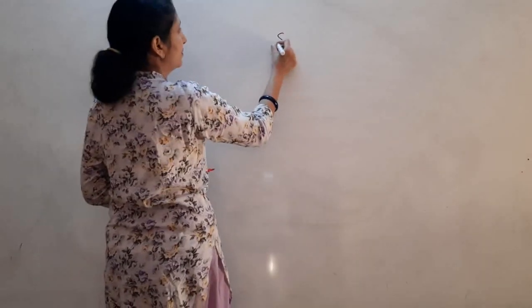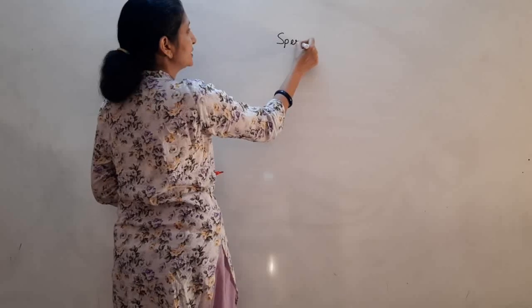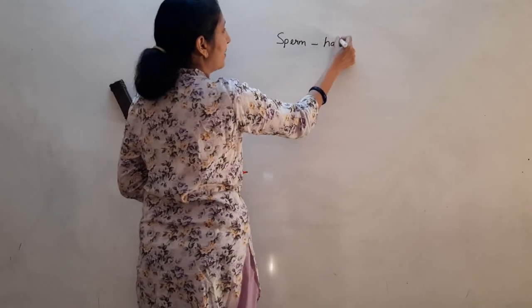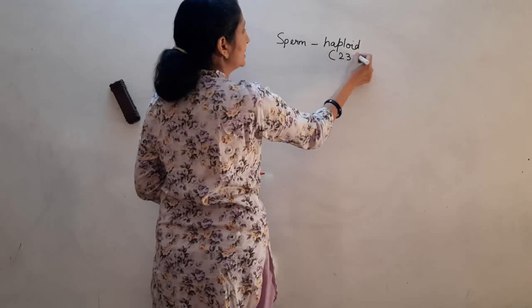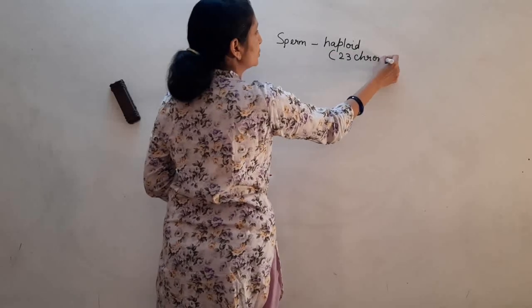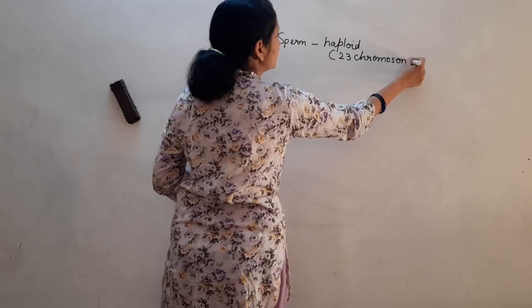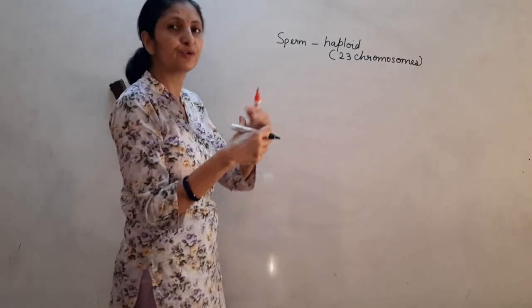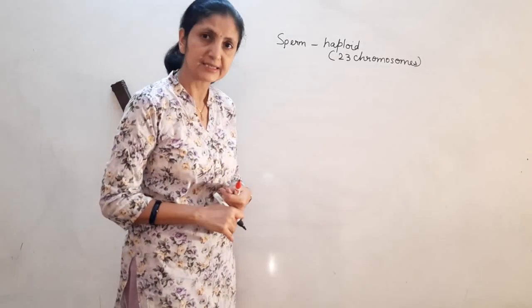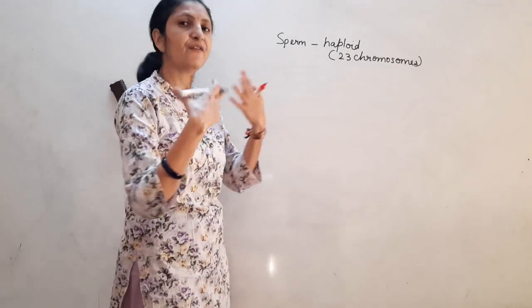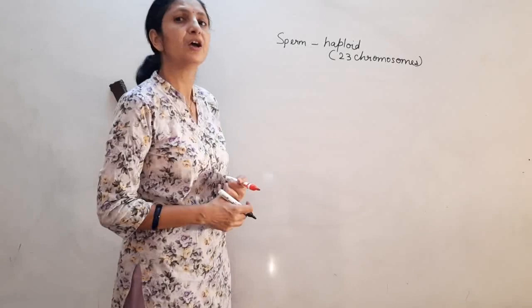Let us talk a little bit about the sperm. The male reproductive cell is the sperm, which is haploid. That means it contains how many chromosomes? 23 chromosomes. Why? Because this is responsible. It would then go and fuse with the ova, which also has 23, and that would be forming 46 chromosomes in the zygote and further leading to the development of fetus.